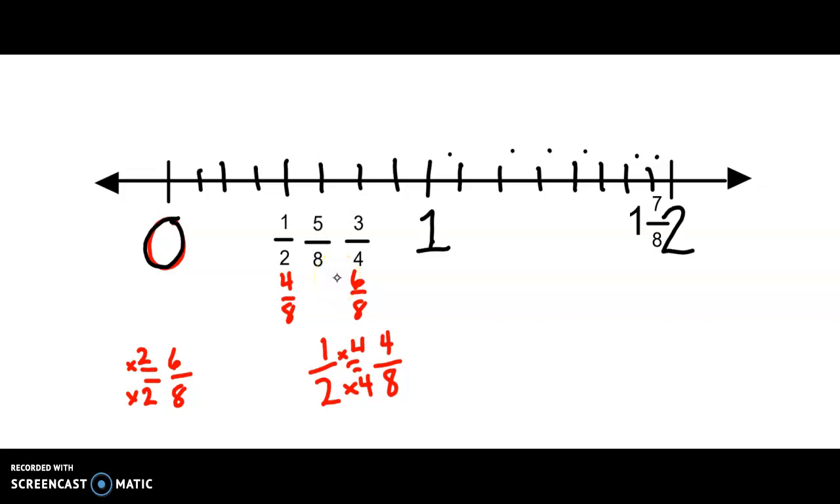Okay, guys? So we're going to continue this, and we're actually going to start making line plots with fractions soon. So hopefully you're understanding how to figure out where to put these numbers that don't have the same denominator as what you're breaking your number line into.